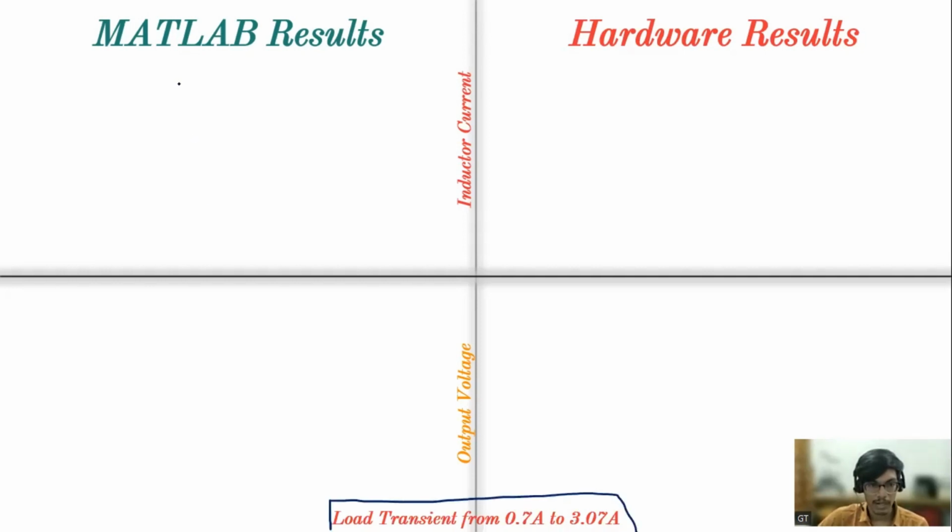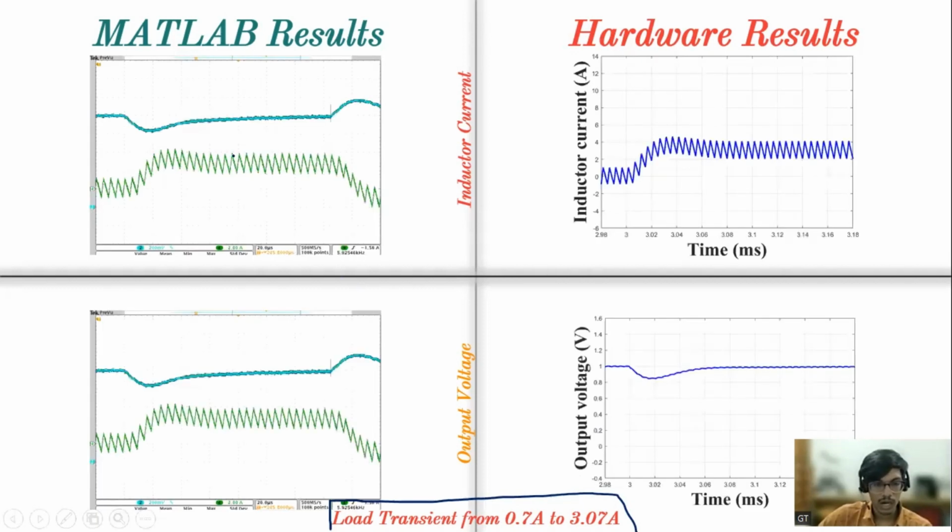One is the MATLAB results on the left side, and the other one is the hardware results. If you see, this is V naught and this is IL. Similarly, this is V naught, this is IL. Okay, I think I have made a mistake. The right side is the MATLAB, left side is the hardware results. I'll change it while uploading in the drive, but sorry for the mistake. So left side is the hardware results, right side is the MATLAB results.